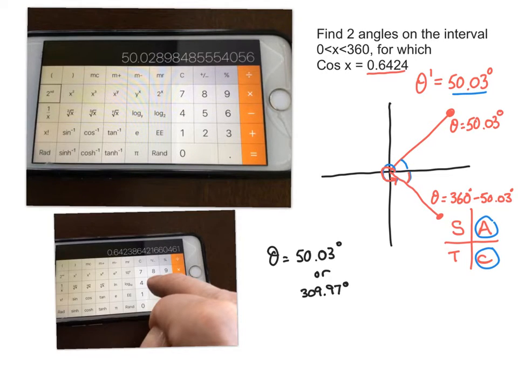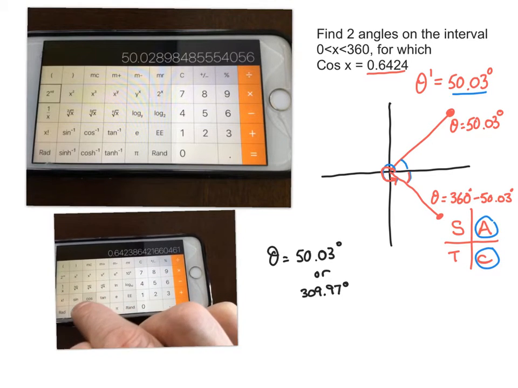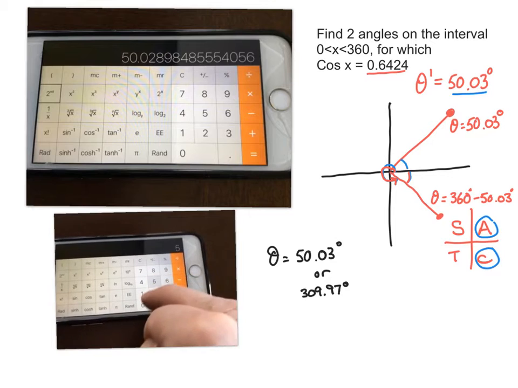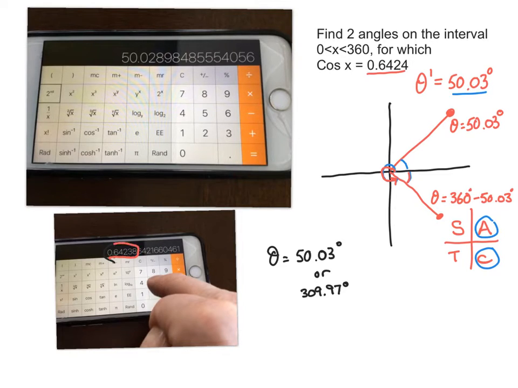If we play the video, cos of 309.97 is going to be 0.6428. And if we look back, there's a slight degree of discrepancy, 0.6424. Let's put it in red. So it's 0.6424 we're looking for, so it's very close.